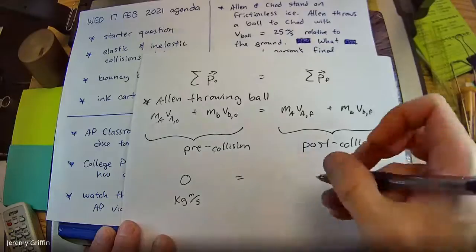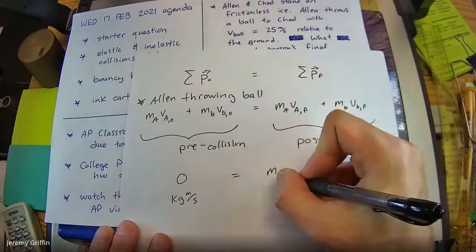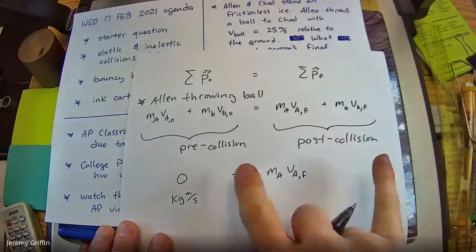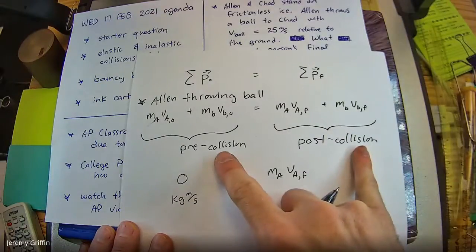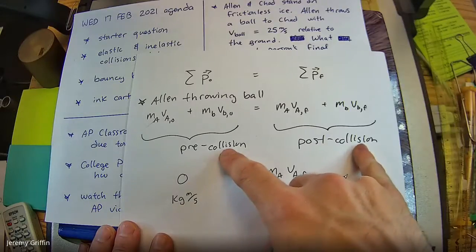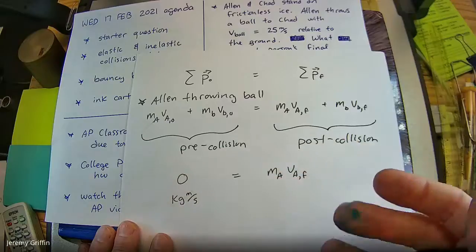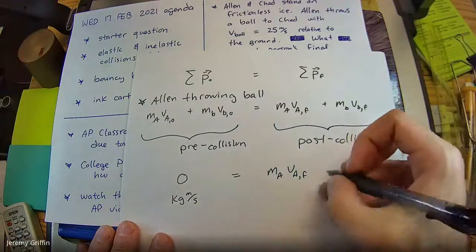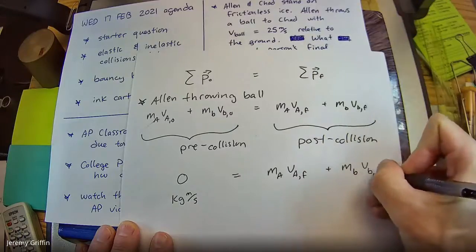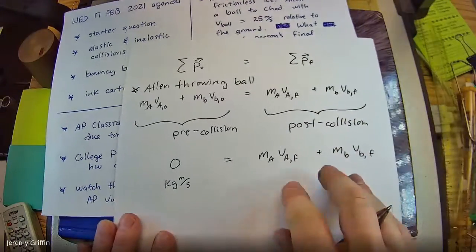Right, so let's go: mass of Alan, velocity of Alan, post-collision. Well, I'm saying collision, but this is really a collision in reverse, isn't it? If you filmed this and ran the film backwards, it would look like a collision. So we're treating it like a collision, even though it's throwing. Plus mass of the ball, velocity of the ball, final.